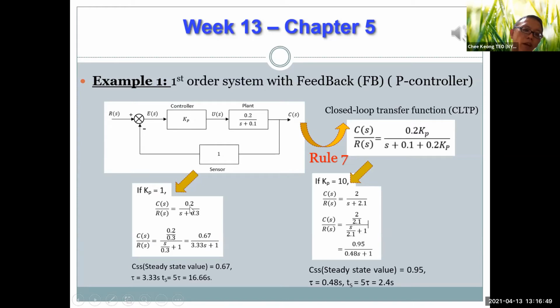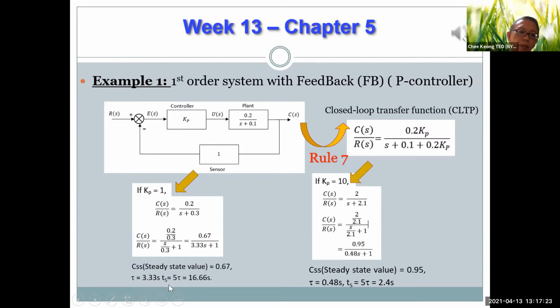is 1. So we divide the top and bottom by 0.3. If you divide the top by 0.3, the bottom by 0.3, and this one by 0.3, you get 1. Then you got 0.67 over 3.33 s, not second, plus 1. So basically, this is your K, this is your tau, in tau s plus 1. From here, you can realize that the steady state gain, which is K, is 0.67. And then, of course, your tau is 3.33 seconds.